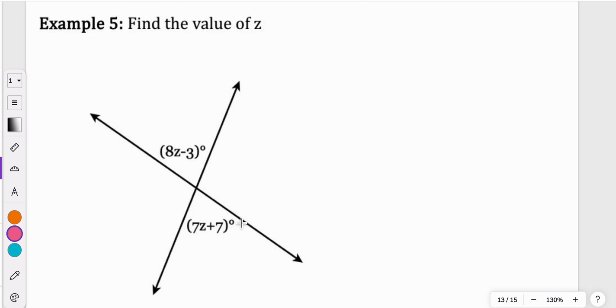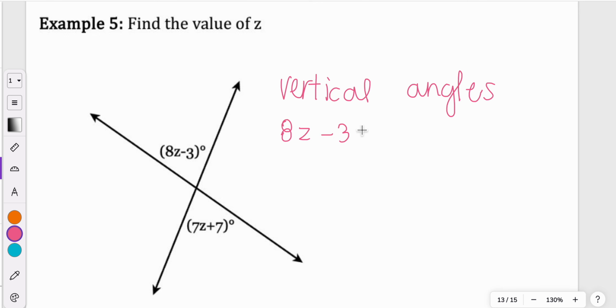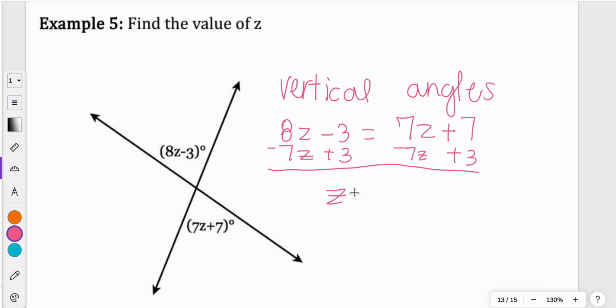And then the last part of this, we're just finding the values. These are vertical angles. So to find the value of Z, these are going to be congruent. So 8Z minus 3 is equal to 7Z plus 7. So to solve that, I'm just going to move all of my Z's to one side and all my constants to the other, and I'm going to get my answer right away. Z is equal to 10.